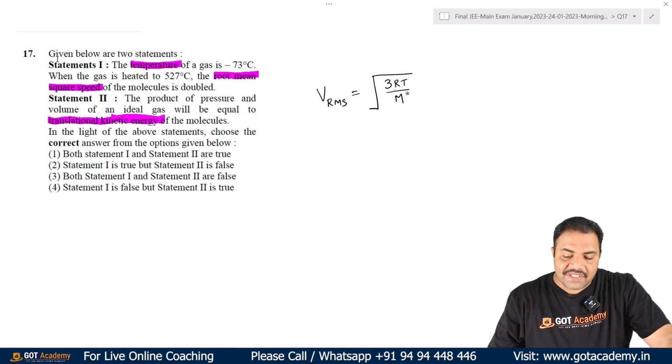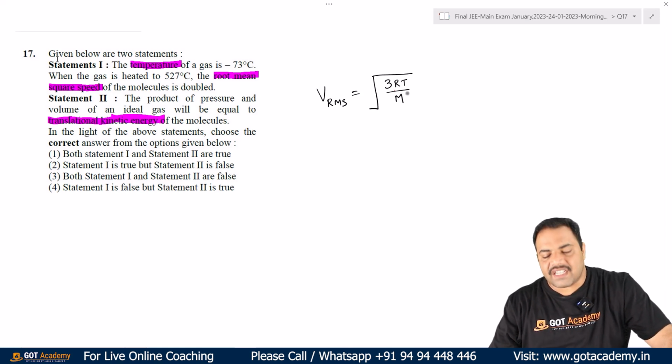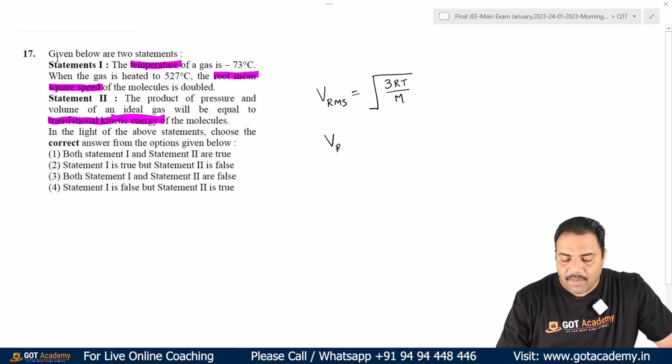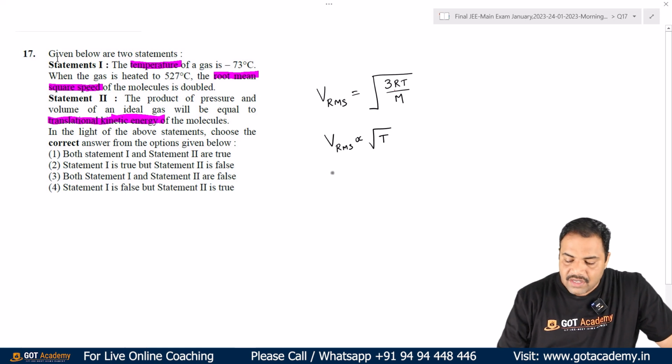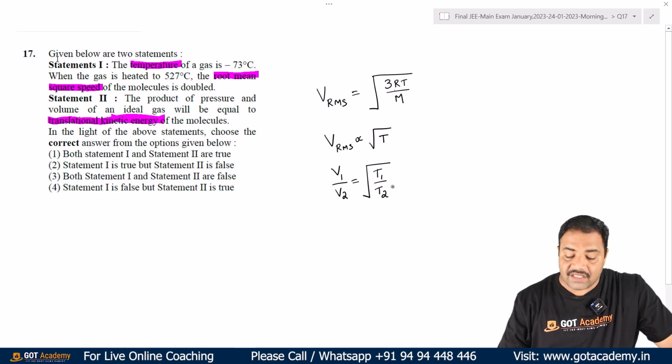The question is like this: the temperature of a gas is minus 73 degrees Celsius initially. When the gas is heated to 527 degrees Celsius, so you are having two temperatures, then the RMS speed of the molecules is doubled. He has given the answer, but we have to check it. He has given temperature and he is asking about the speed. From this formula, we can directly say that V_RMS is proportional to root T. So V_RMS in the first case by V_RMS in the second case is equal to root over T1 by T2.